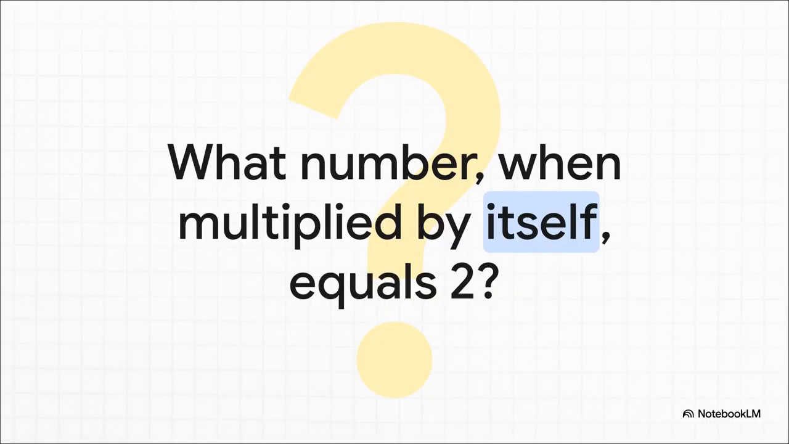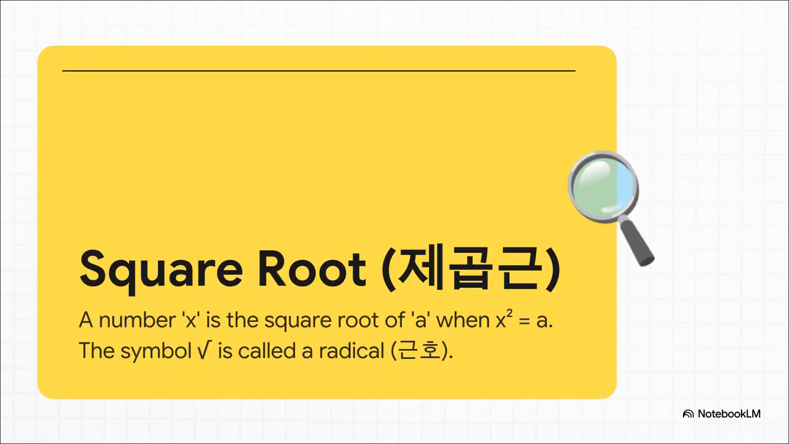I mean, really think about that for a second. We all know 1 times 1 is 1, and 2 times 2 is 4. So, what number can you multiply by itself to land exactly on 2? It's not a whole number, and it's not some simple fraction you can just write down. This exact problem is what forced mathematicians to realize, hey, we need to invent a whole new kind of number. And that mysterious number has a name, the square root.